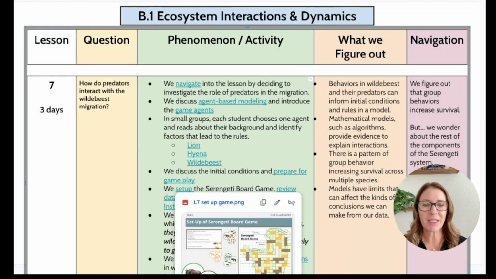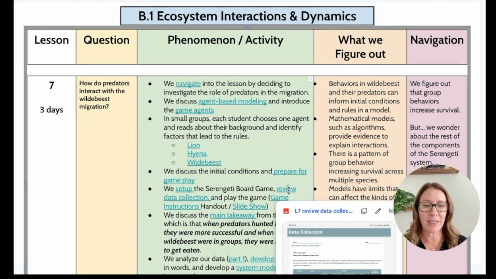Now, it does say for everyone to set up the game all at once, but I think it's a little bit easier to go through this using the slideshow that I will share with you next. And then there's data collection. You're going to review how they're going to collect data.